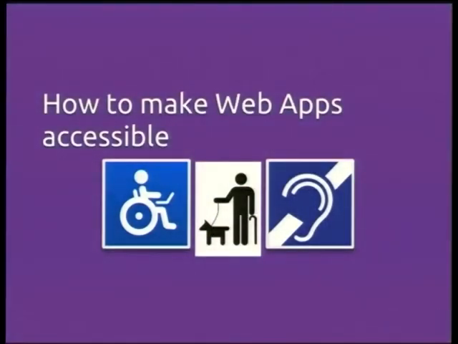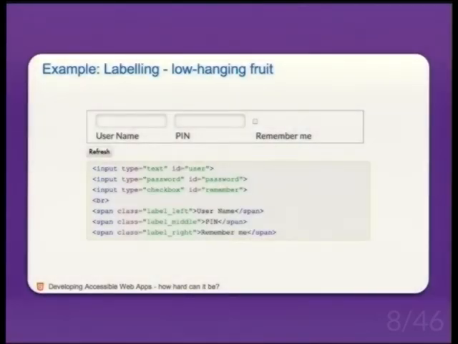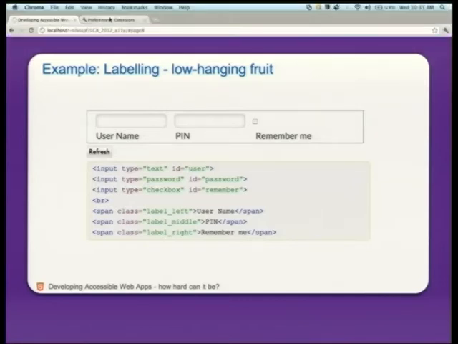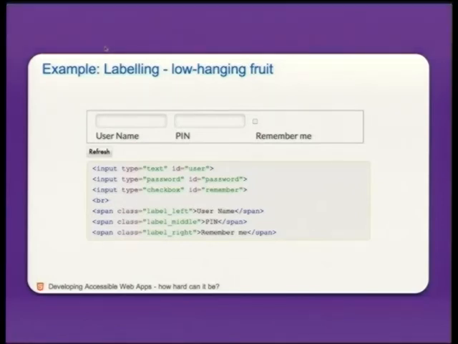So how to make your web apps accessible? So here we've got a form. We've already got ChromeVox turned on, very nice. I'm using ChromeVox, which is a plugin screen reader on your desktop, but if you run Chrome OS, it will be the platform accessibility screen reader. So on Chrome OS, it is the screen reader that you're using. Example, labeling, low-hanging fruit.